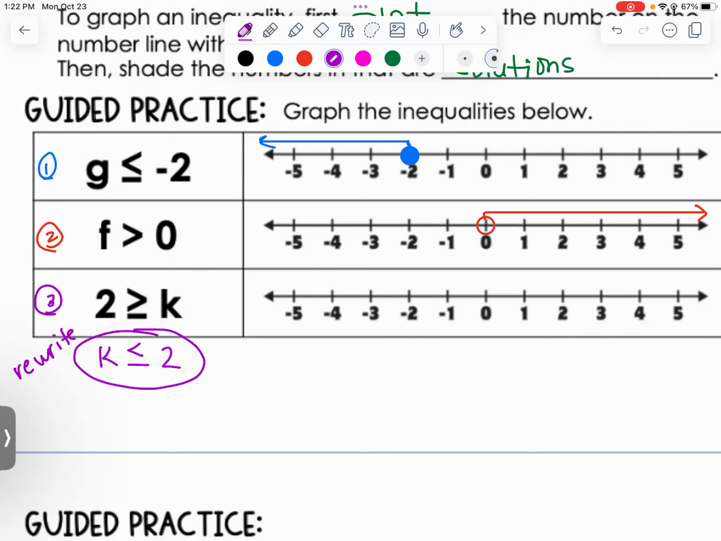Either way, we know that we have our circle at 2 and it's closed. Austin, which way are we going to go? To the right or to the left? We want K to be less than or equal to 2. Okay, I want to go towards numbers that are smaller. So he said towards 0.